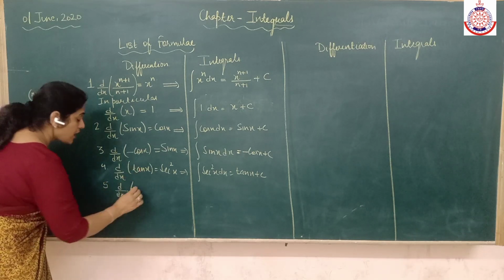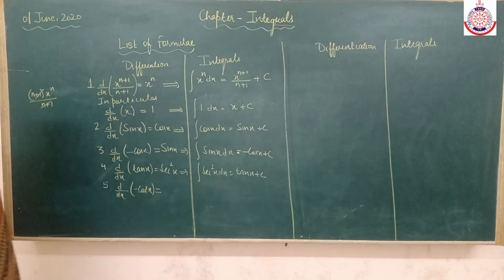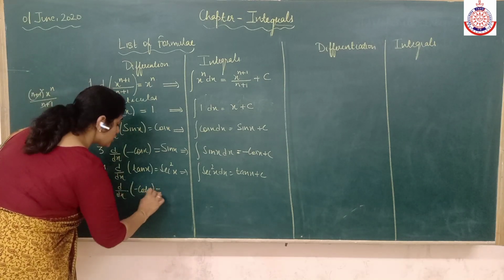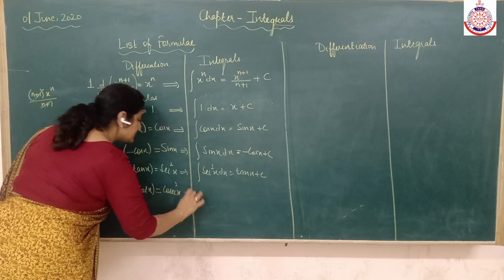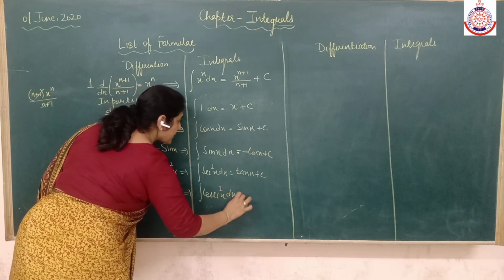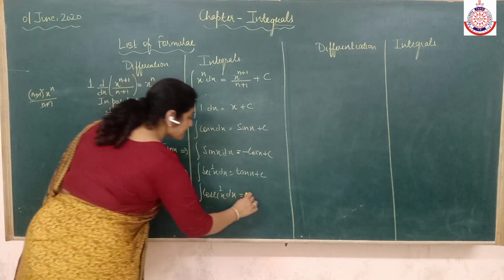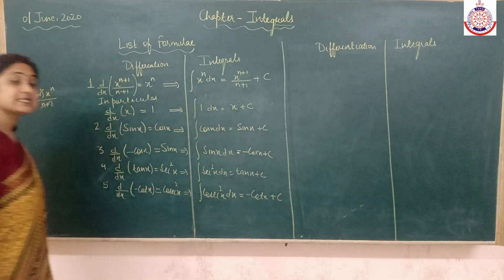Differentiation of minus cot x. Differentiation of cot is minus cosecant square. So differentiation of minus cot is going to be cosecant square x. That means integration of cosecant square x is minus cot x. Is this clear?